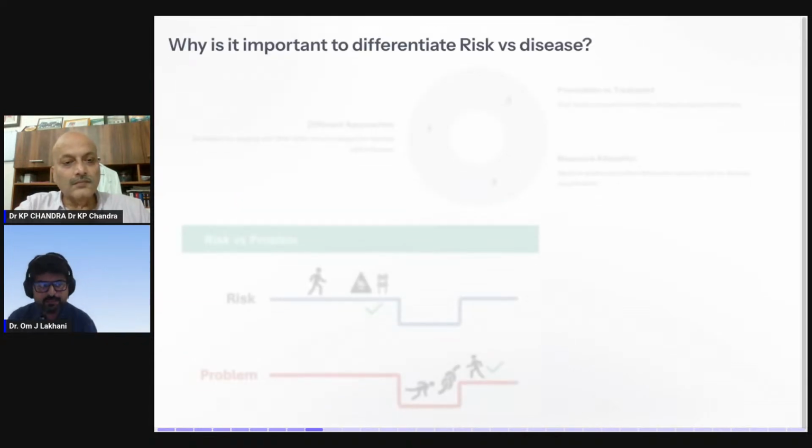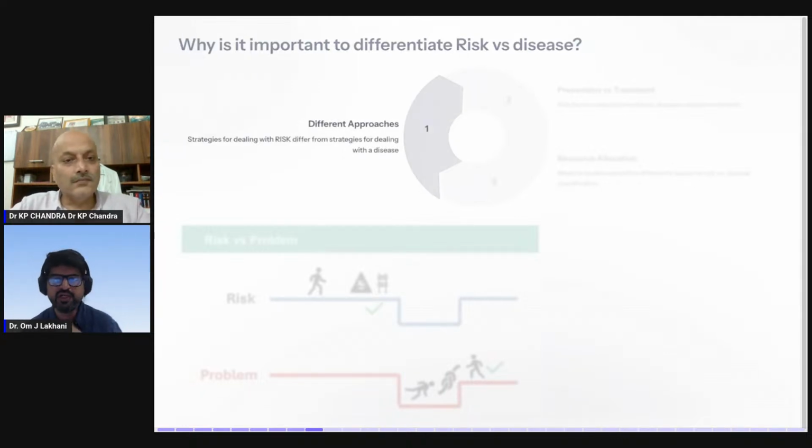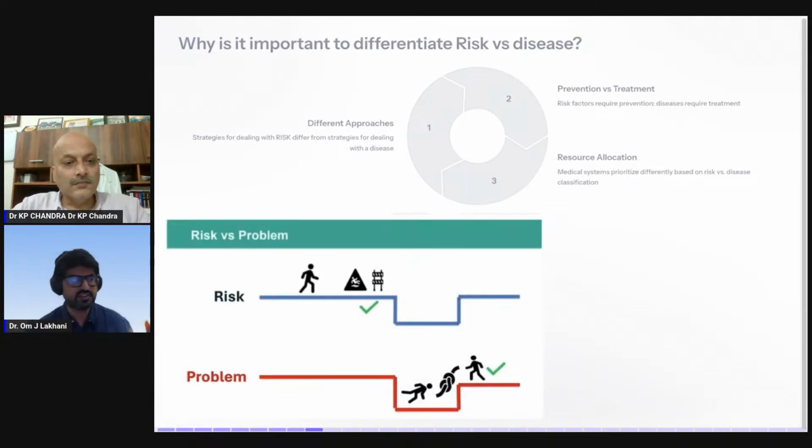Now, why is it important to differentiate between risk versus disease? This is where the Lancet Commission very beautifully defines this problem, sir. Let's say there is a ditch on the road, and somebody is walking on that road. At this point of time, that person has not fallen into that ditch, or that manhole. So that open manhole or open ditch is a risk factor for somebody falling into it. Whereas if somebody is walking on that road in the middle of the night and falls into the ditch, then it becomes a problem. So what was a risk becomes a problem.